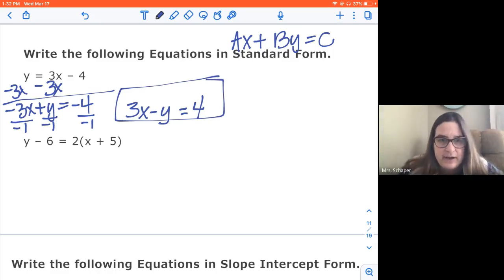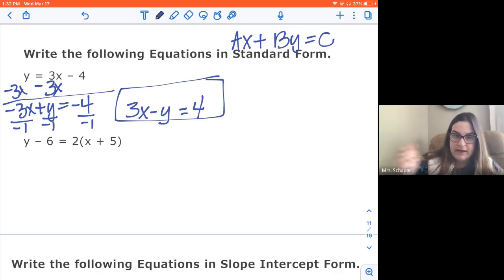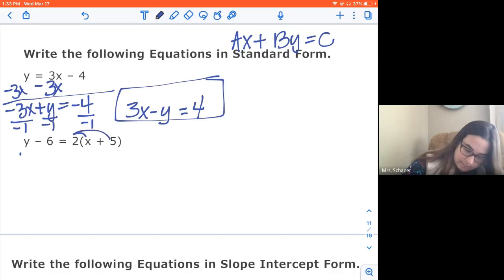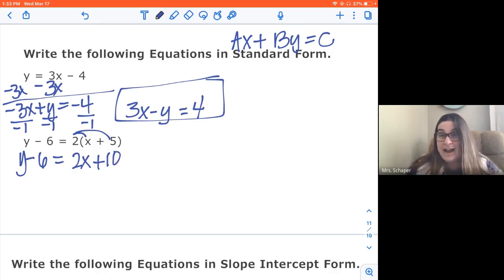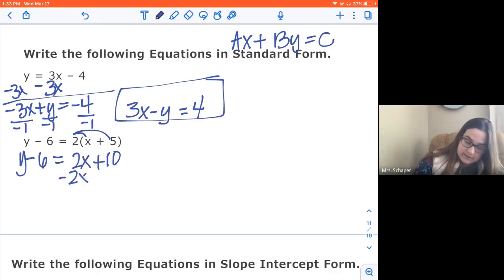All right, let's take a look at the next one. Ooh. y minus 6 is equal to 2 times the quantity x plus 5. I need it in standard form. First thing I'm going to do is distribute. So y minus 6 is equal to 2x plus 10. Now I need x and y on the same side. So I'll subtract 2x from both sides. Negative 2x plus y minus 6 equals 10.